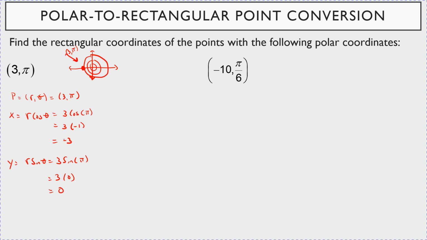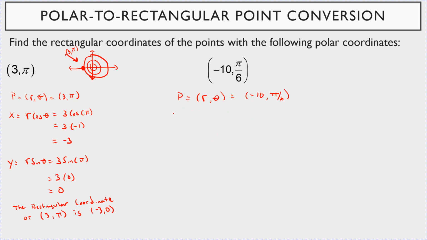So you can see the rectangular coordinate of the point 3 comma pi is the point negative 3 comma 0, which is what we said we would get just by looking at it. All right, let's try this one here. In polar, which is the directed distance and the angle from the polar axis, we have negative 10 comma pi over 6.